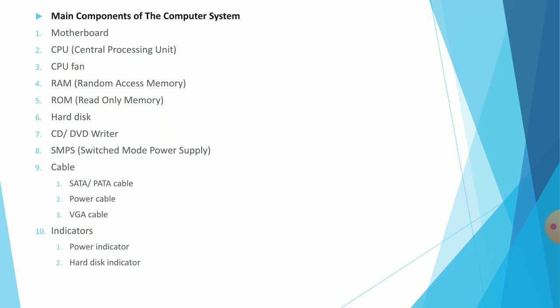Again the cables. To transfer your data from the hard drive to RAM to processor to again RAM to again hard drive, or to some output device, or if you are taking some input from input devices, then the data will flow from the input device to the processor or RAM. So all these operations or flows require some data cables. These cables are SATA, PATA cables. There is a power cable also, to supply power to a particular component of your computer.